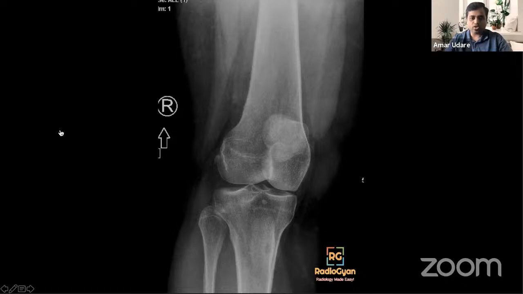So, okay. So in the meanwhile, you guys can attempt this case in the comments section. So this was a young patient, around 40-year-old, who presented with knee pain. This is a frontal radiograph of the knee. And you can let me know your thoughts in the comments. So what is your favorite diagnosis?